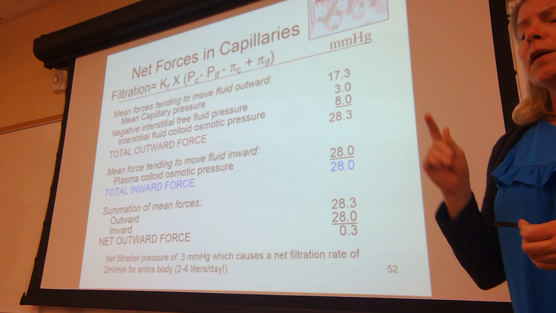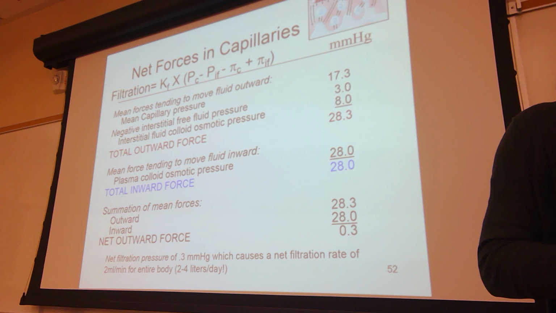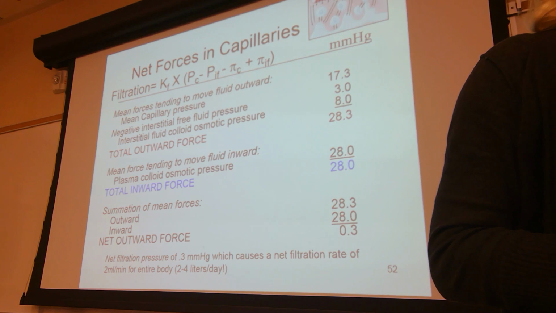Capillary hydrostatic favors outward, capillary colloid favors inward. Those are the 2 biggest. Those are the ones that could change the most. The interstitial doesn't really change. Why can capillary hydrostatic pressure change? Blood volume. Blood volume, good.